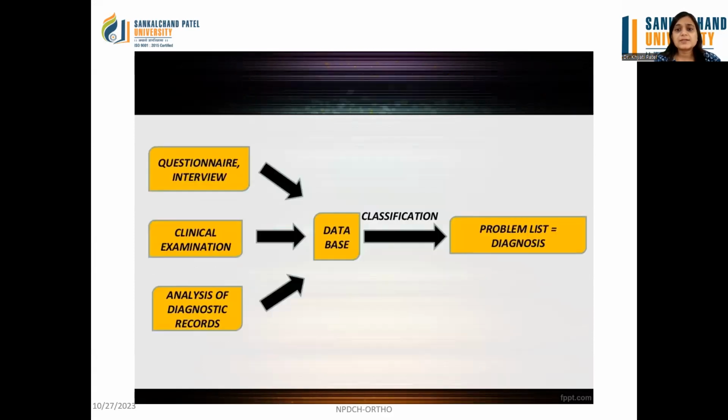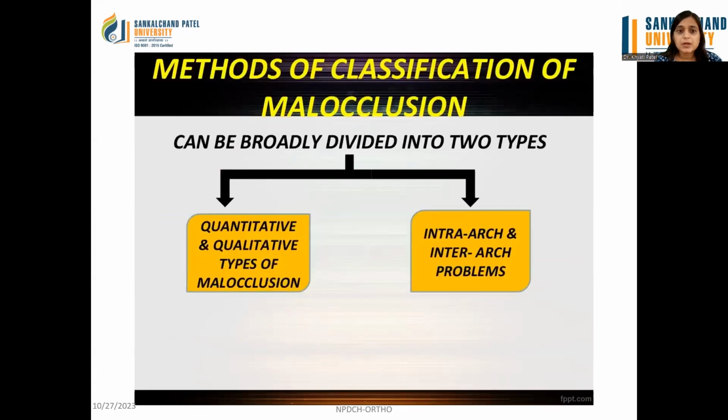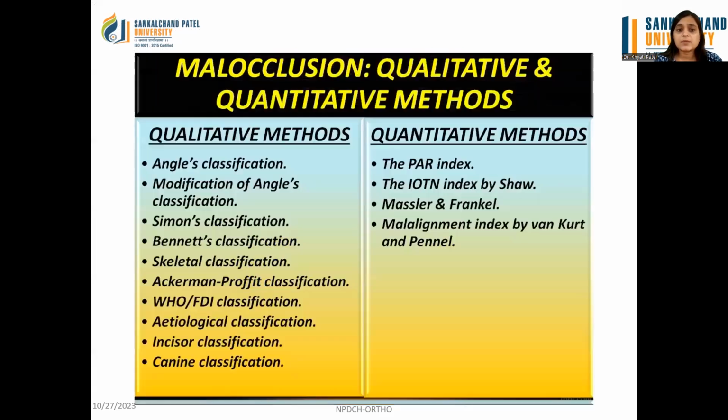So how will we classify? We can do it with a questionnaire, we can clinically examine, and we can do analysis of all the records, and we can prepare the problem list, and then the classification can be developed. So they are broadly divided into two. The first is the quantitative and the qualitative types of malocclusion, and second is intra-arch and inter-arch problems.